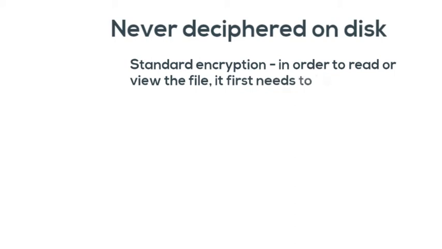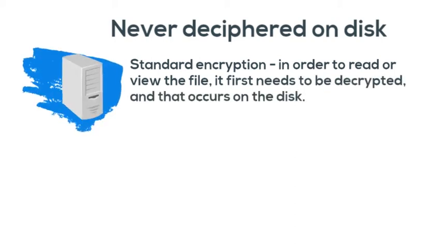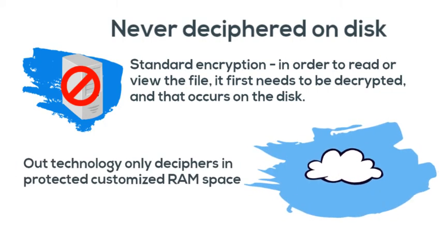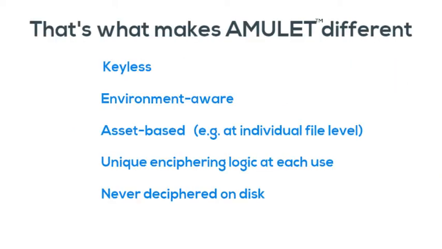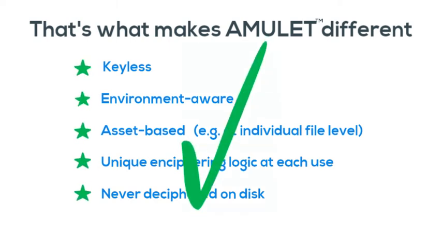Never deciphered on disk. If we again first talk about standard encryption, the problem is that in order to read or view the file or the asset, it first needs to be decrypted, and that occurs on the disk, and this is very bad. With AMULET technology, deciphering is never on disk and only performed in a safe and secured customized RAM space. Each of these elements alone is something unique to our technology, and when taken in total, provides a completely different approach to providing cybersecurity.